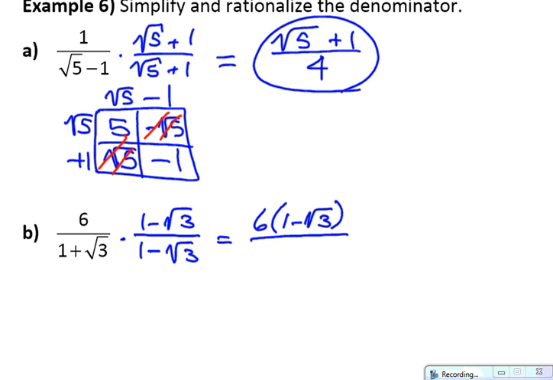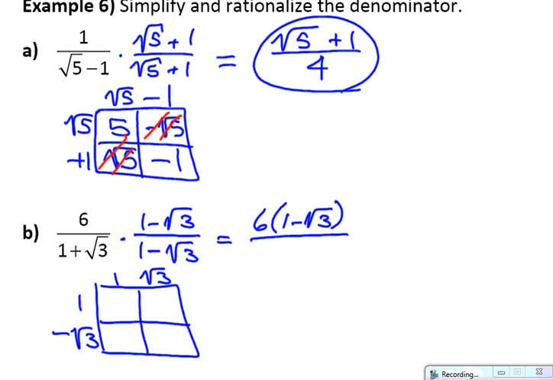I'm going to FOIL the denominator, and when I do, I got 1 radical 3 and 1 minus radical 3. So that's going to give me a 1, a radical 3, a negative radical 3, and then a negative times a positive is negative. Radical 3 times radical 3 is 3. So my radical 3's, one positive, one negative, undo each other, and I end up with 1 minus 3 is negative 2.